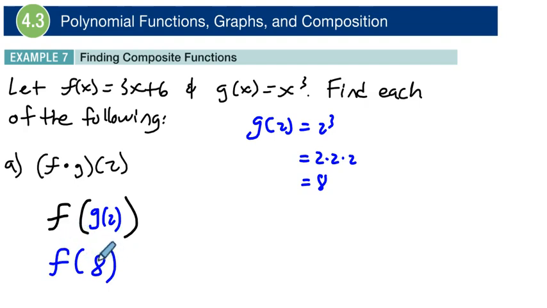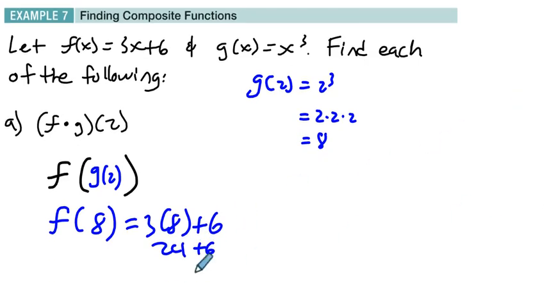So what is f of 8? That means I come up here and I replace this all with 8. So 3 times 8 plus 6. That's 24 plus 6. It's going to give us 30. Okay?